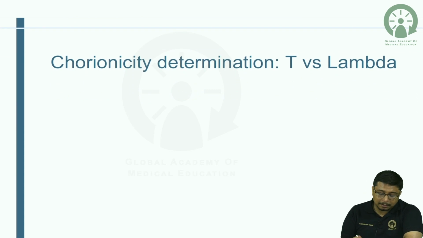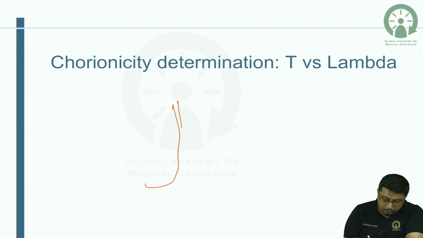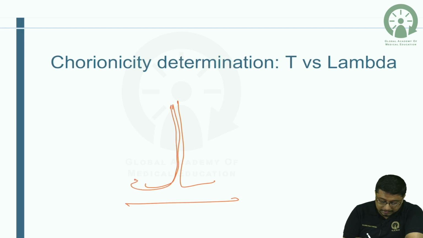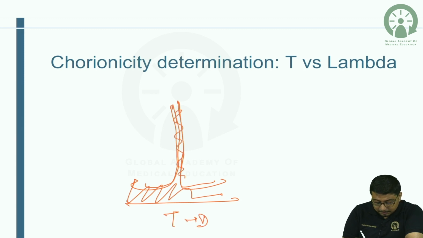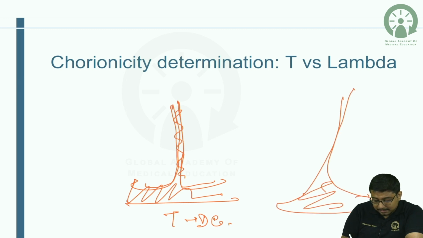How to determine the chorionicity? So on USG, if they are of different sac and different placenta, then this is thick. So that is the T sign. T sign means it is dichorionic. Whereas if there is a very thin membrane between them, like placenta, this is the lambda. So lambda is suggestive of monochorionic twin.